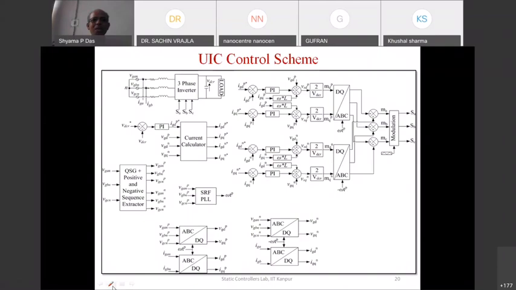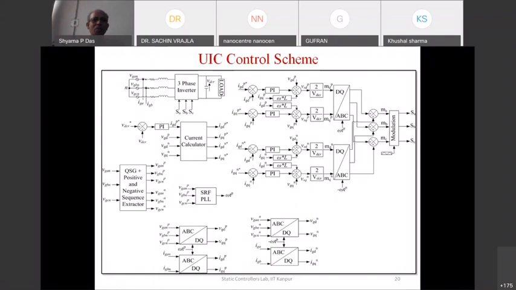We have to feedback and measure the actual DC voltage, so we can use a Hall effect sensor. We can measure the actual DC voltage and feed it here at this point. And then we have a simple PI controller, and the output of the PI controller is IGDP. So one of the reference currents is already known here. And then from the grid voltages VGA, VGB, and VGC.